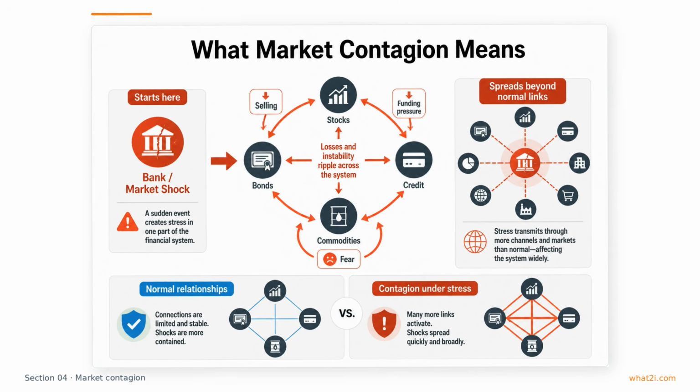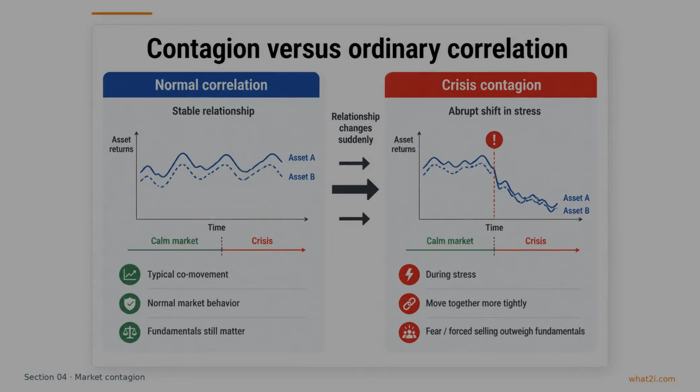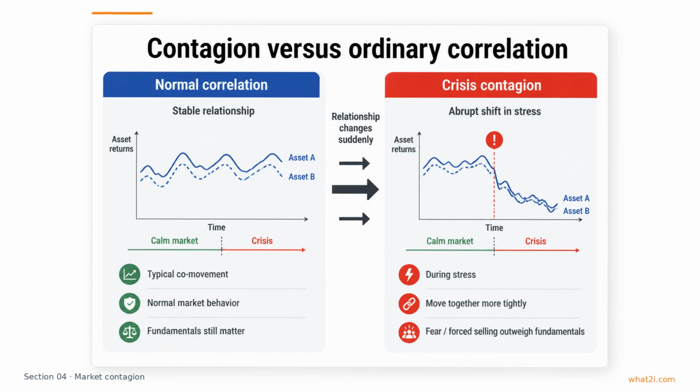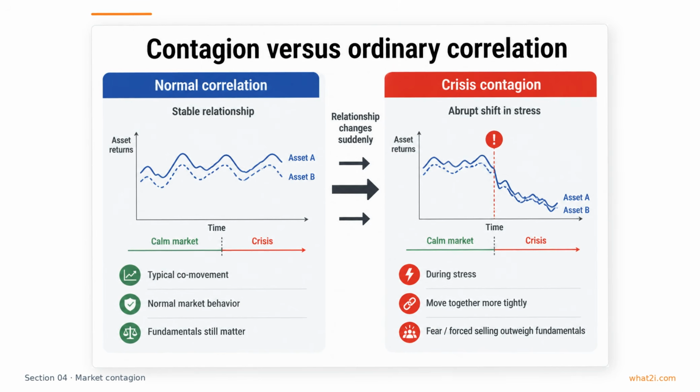For investors, contagion is important because it can turn a localized shock into a broad portfolio problem. Ordinary correlation describes how assets typically move together over time in normal conditions. Contagion shows up when those relationships change suddenly during a crisis. Assets that usually have only a mild connection can begin moving together much more tightly, often on the downside. In those moments, fear and forced selling may matter more than valuation or macro fundamentals. So contagion is not just about high correlation. It is about an abrupt shift in behavior under stress. That is why crisis periods often produce portfolio outcomes that look very different from what calm period data would predict.